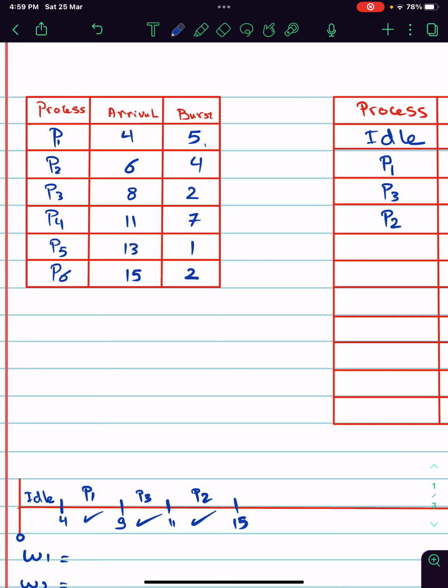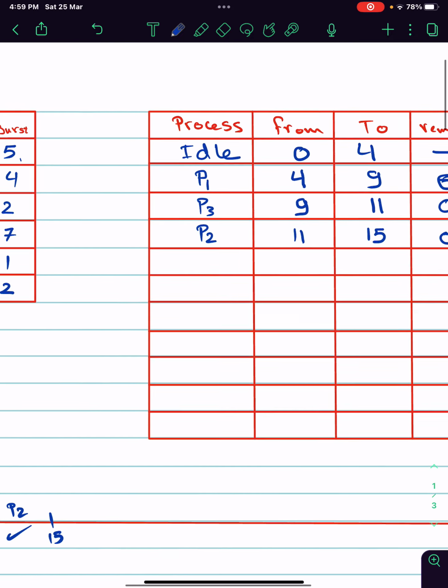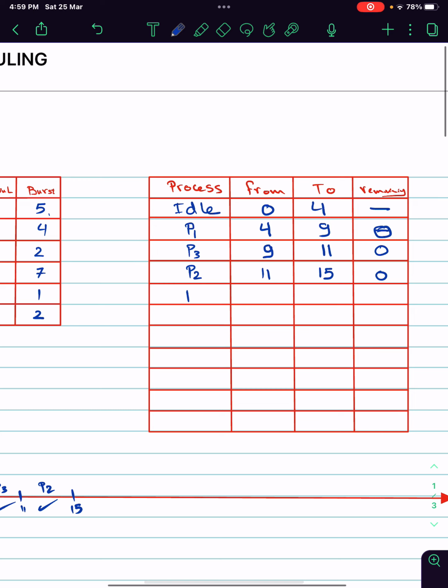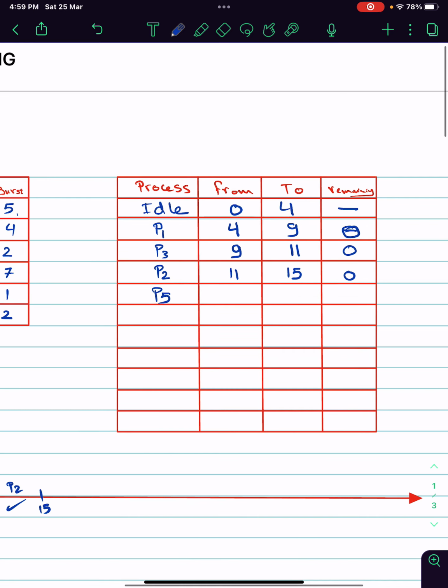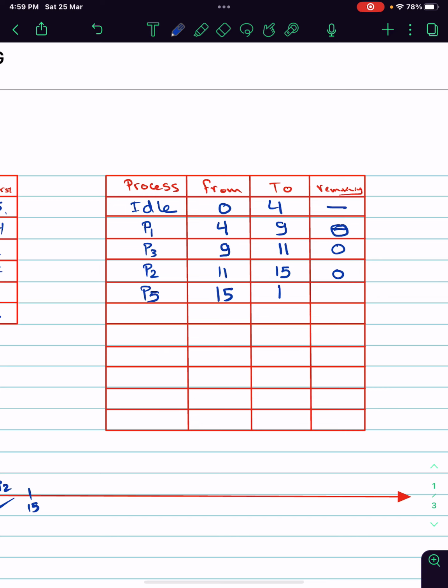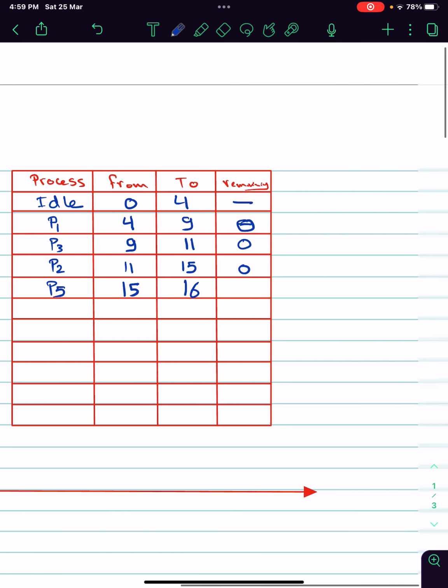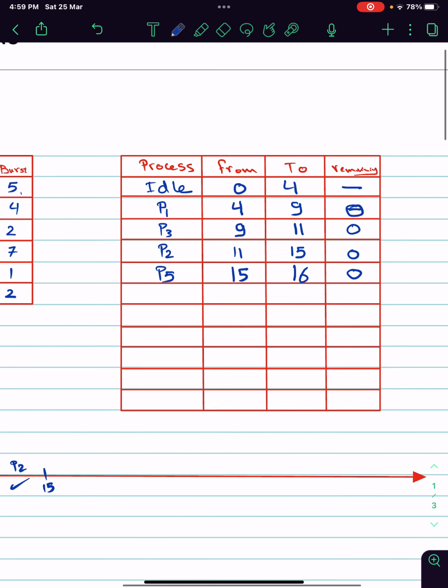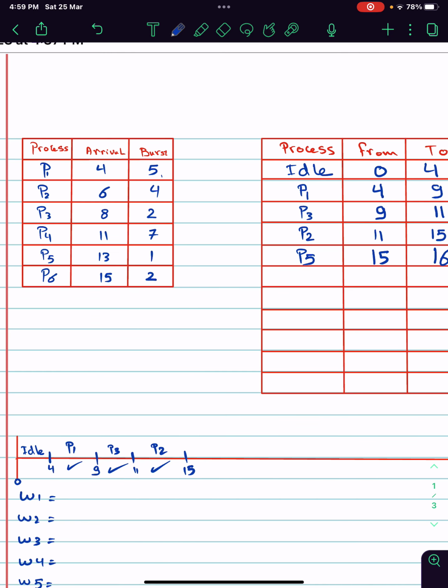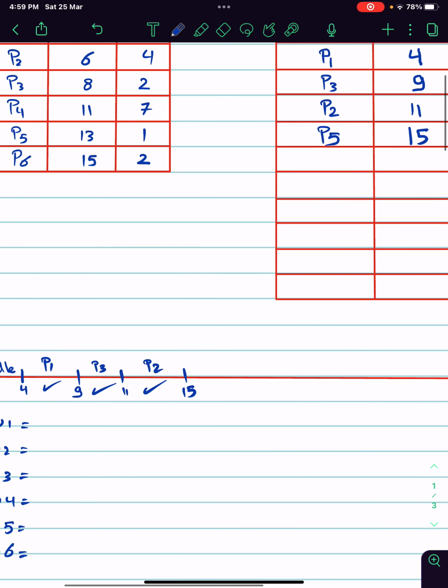So at time 15, you already have P4 that arrived at time 11, P5 that arrived at time 13, and P6 that arrived at time 15. If you look at the bursts now, P5 is the one to be chosen. So you have here P5 that will start from time 15 to 16 because it has a burst of 1, and the remaining time is going to be 0. And then, so let's draw this here from 15 to 16. You have here P5 and it's done.